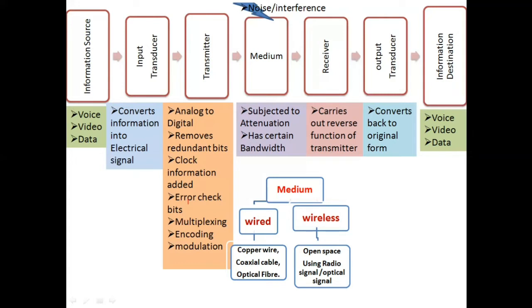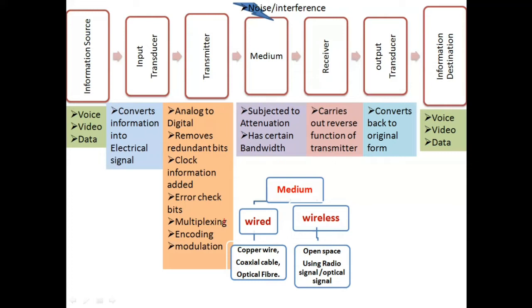Another important process that takes place in the transmitter is error control. Error check bits are required to be added along with the data, such that whatever errors take place in the medium due to noise and interference can be controlled or removed at the receiving end. So error check and control is required at the receiver end on the basis of the check bits that are added at the transmitting end.